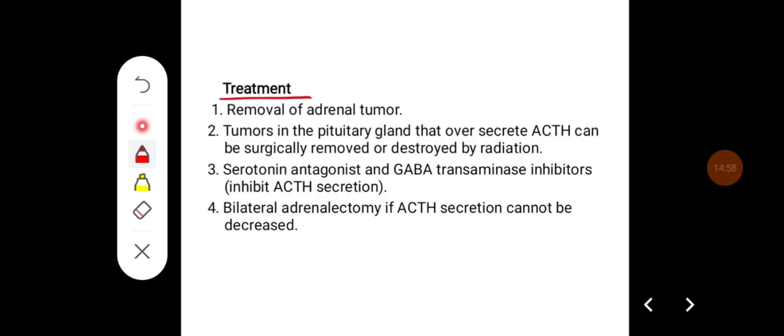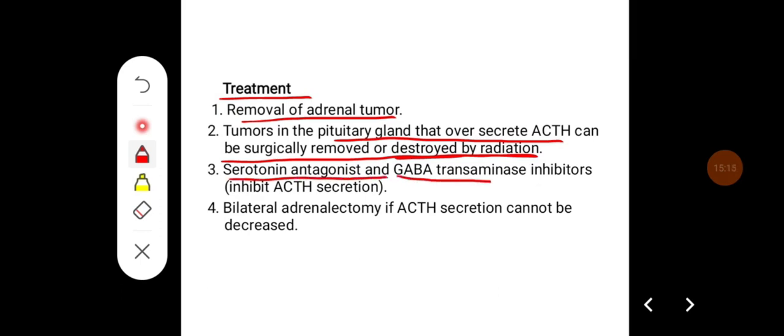The treatment of Cushing syndrome is the removal of the adrenal tumor. Tumors in the pituitary gland that oversecrete ACTH can be surgically removed or destroyed by radiation. Serotonin antagonists and GABA transaminase inhibitors, which can inhibit ACTH secretion, can also be utilized. And ultimately, bilateral adrenalectomy if ACTH secretion cannot be decreased.